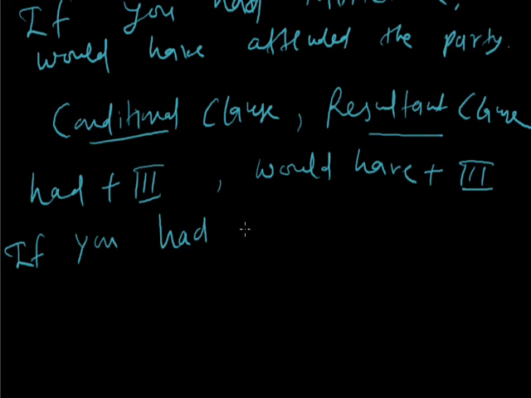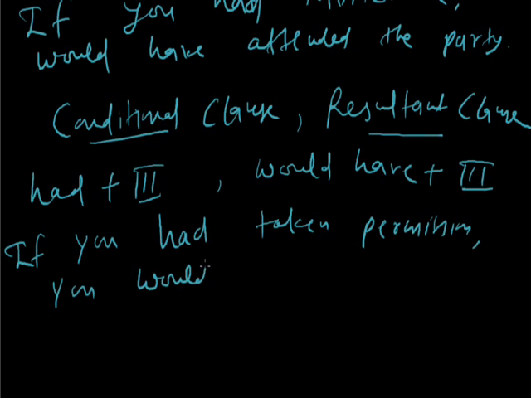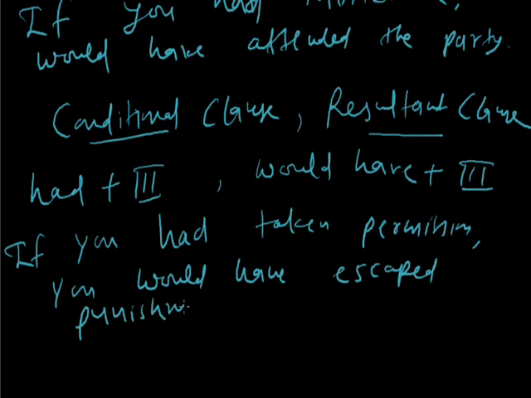If you had taken permission, you would have escaped punishment. You didn't take permission and so you received the punishment. Now nothing can be done. You can't get the permission now for the past, and your punishment cannot be taken back. It's been given to you, it's yours now forever. Keep it with you. Now it cannot be taken back.